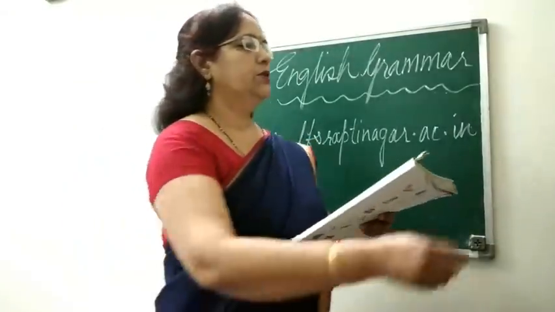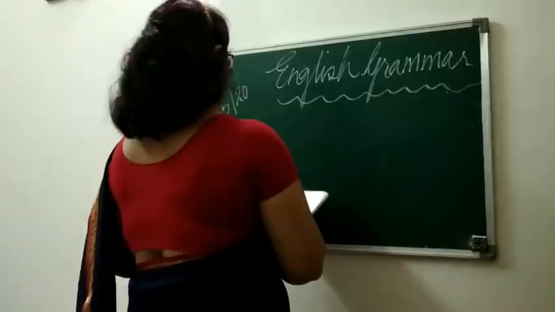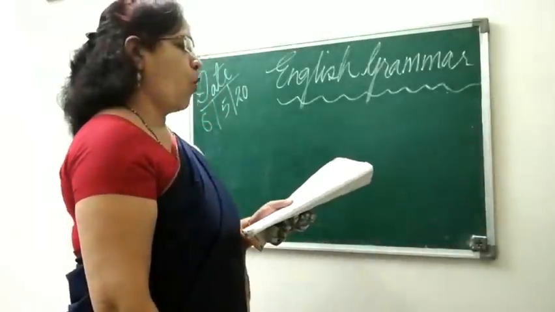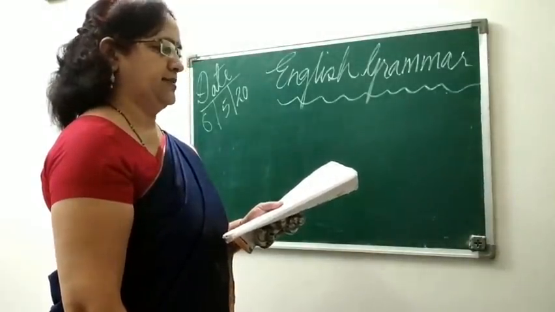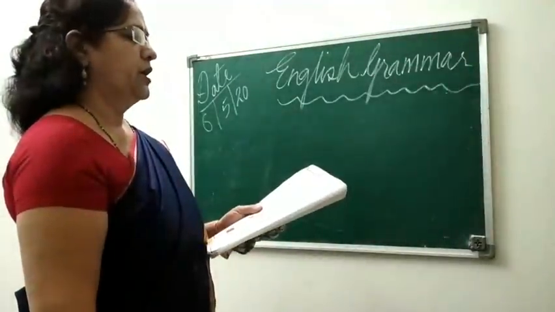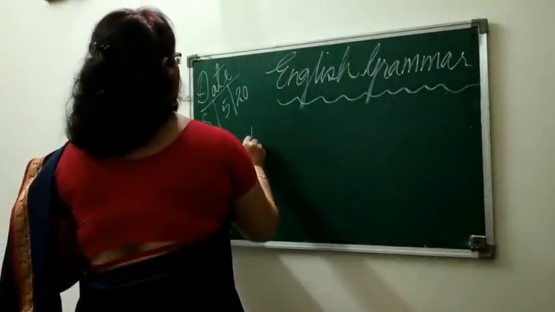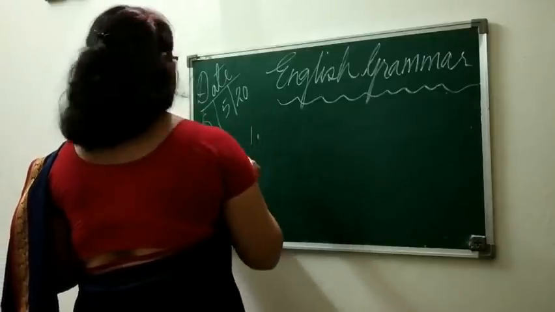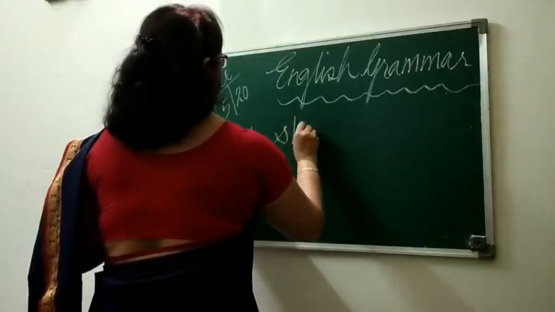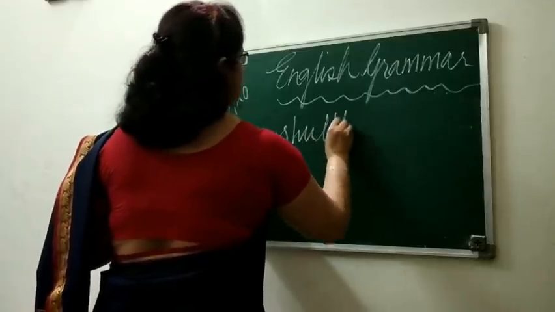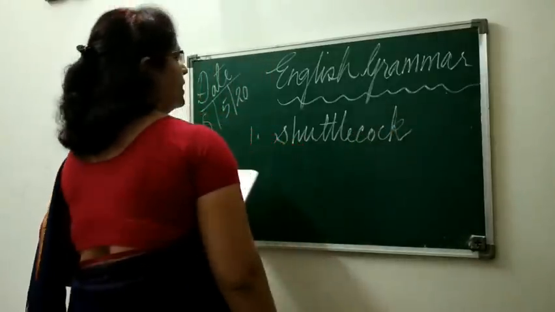Now, the first one. First one is C K O E C U T L T H S. Now this is a jumble word. Now you have to write the correct word in the blank. So what are you going to write? Which word is it? It is shuttlecock. S-H-U double T-L-E-C-O-C-K. Okay, the correct word is shuttlecock.